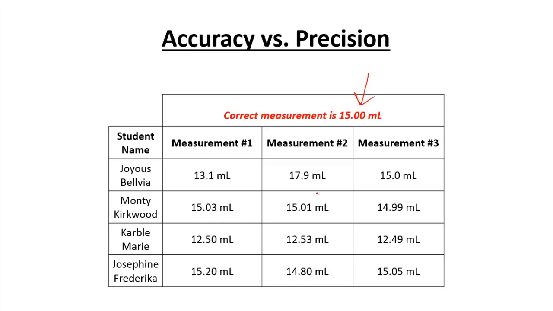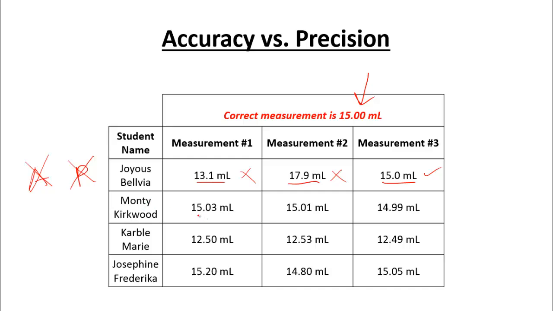Okay, good. Let's take a look at these overall. Start off with Joyous Belvia. You can see that the values themselves are not very close together, so we would say not precise. And if you look at how close they are to 15, most of them are pretty far away. This one was pretty good, but overall, not very accurate, except for one.